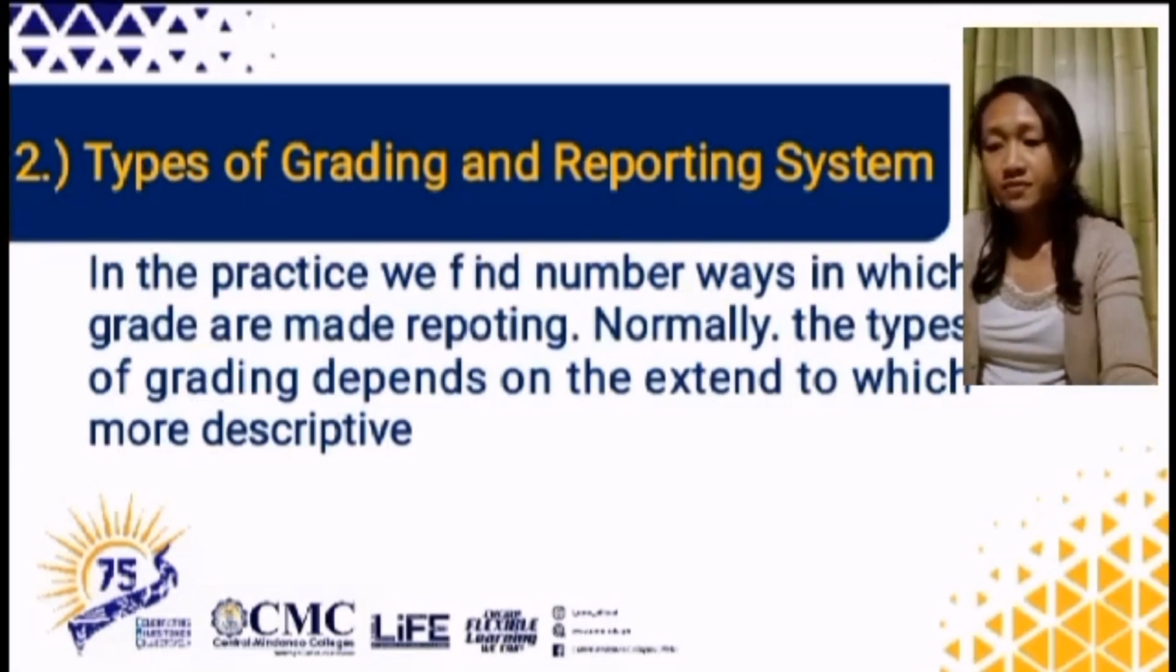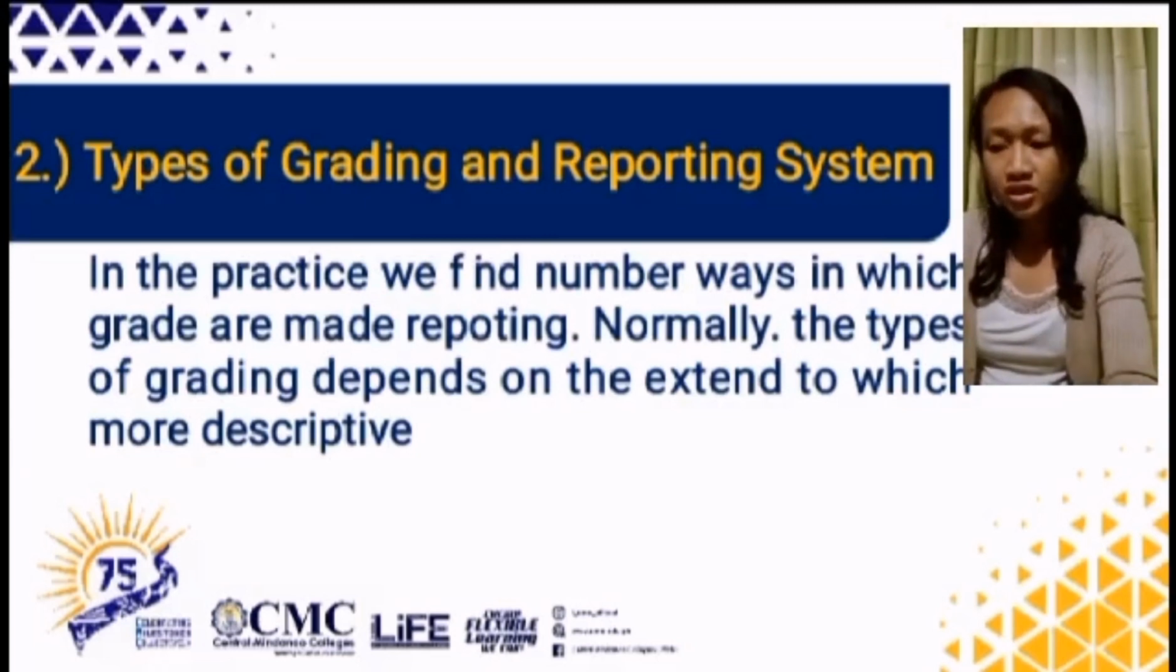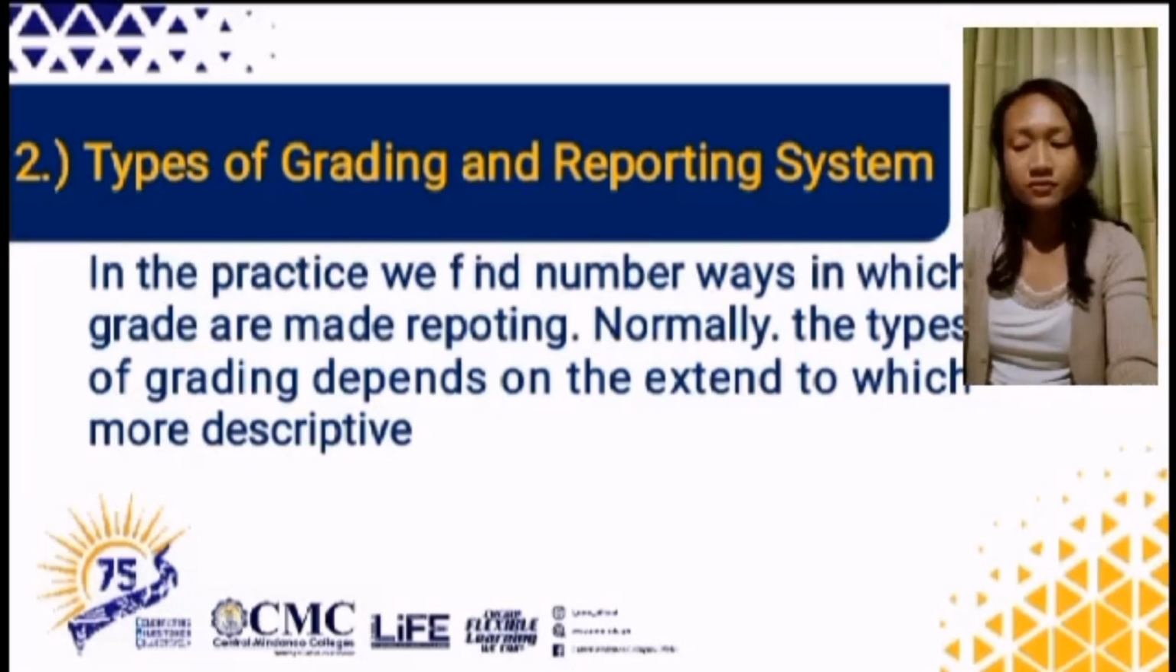So we have 6 types of grading and reporting systems: the traditional letter grade system, pass-fail, checklist of objectives, letters to parents or guardians, portfolios, and parent-teacher conferences.